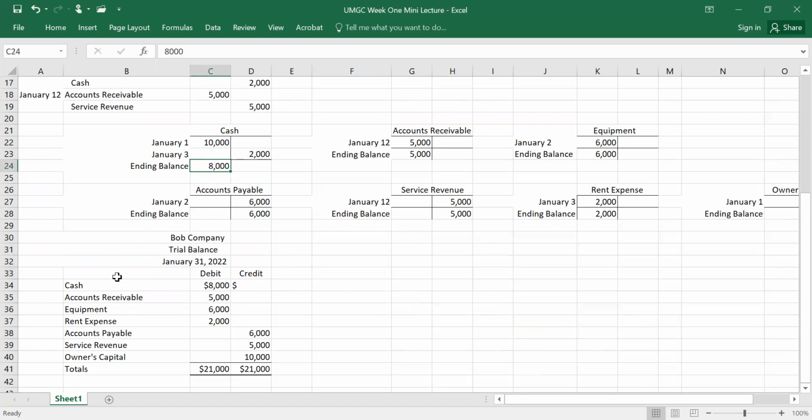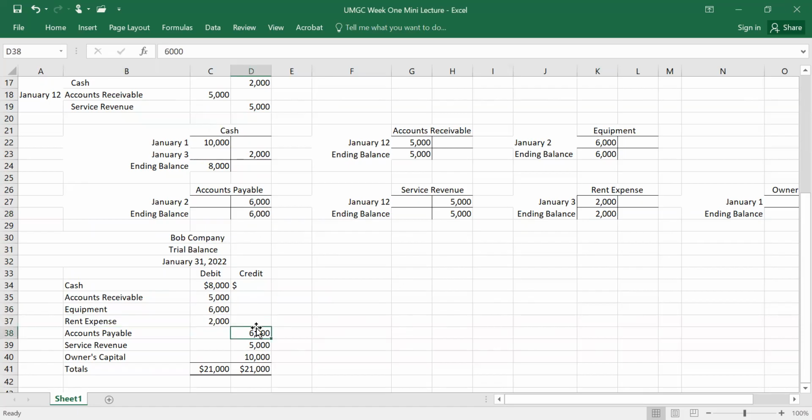That's all you do. So cash I transferred, that's 8,000. For my accounts receivable, I transferred down the 5,000. My equipment, I transferred down 6,000. My rent expenses here, I transferred down 2,000. For accounts payable, transferred that down here.